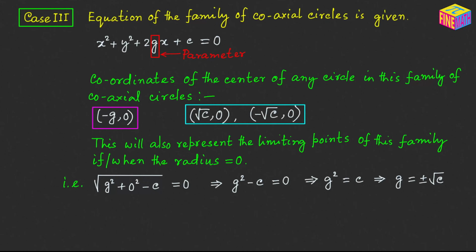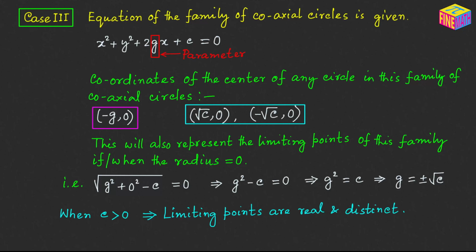So the value of c will dictate whether the limiting points exist or not. When c is positive, the limiting points are going to be real and distinct, because we are going to have a real value for the square root of c. That means we are going to have two unique sets of coordinates for the two limiting points.